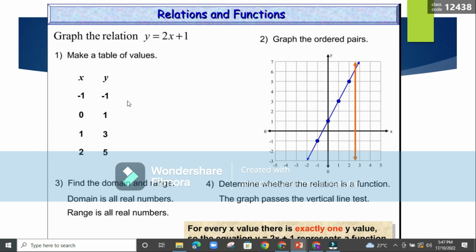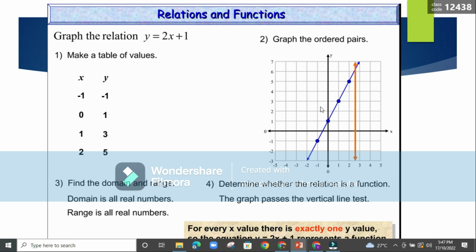So after that, you're going to graph this one. So negative 1 is here. 0, 1, this is the point. 1, 3, this one, and then 2, 5. Okay. So next would be find the domain and range.